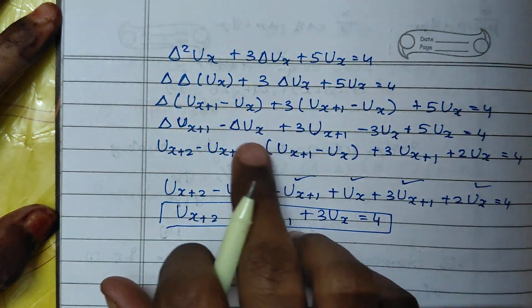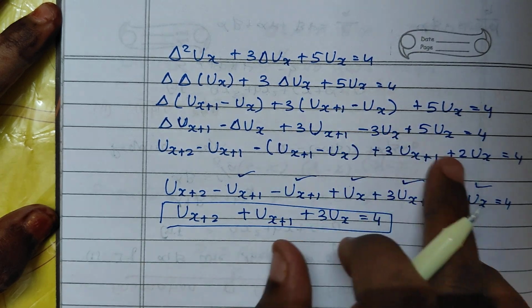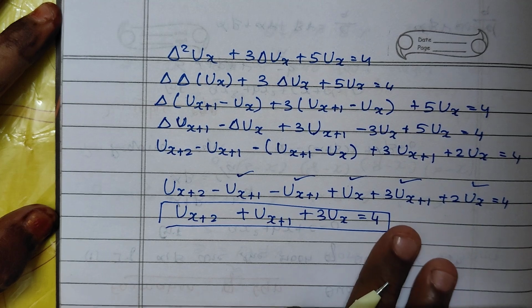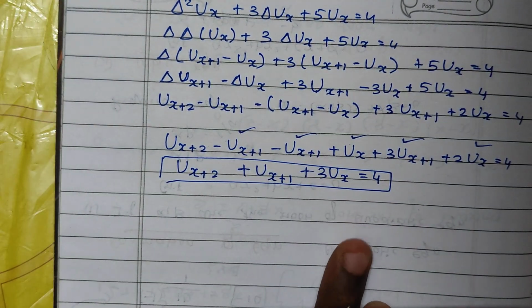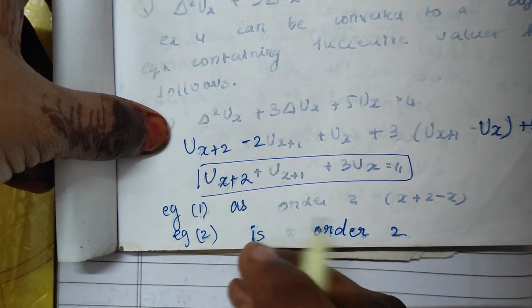Okay, and here for this term you are just converting that and simplifying everything and you are getting the values like this. Okay, this is the equation you are getting in the end.